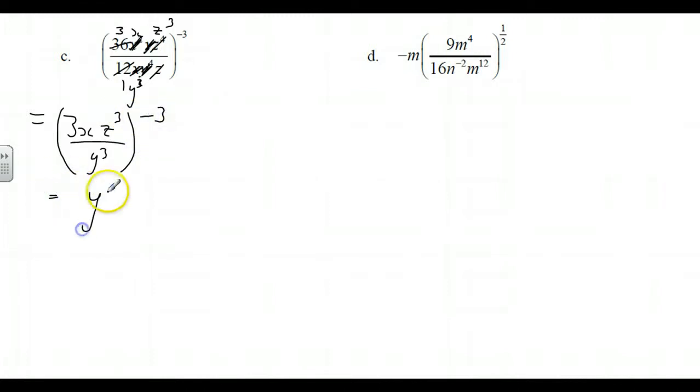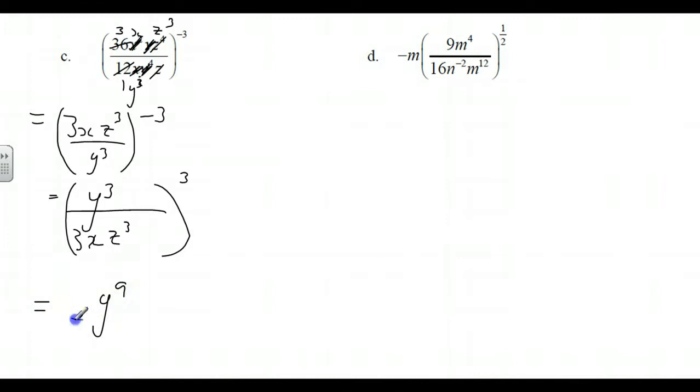It's a fraction, so it becomes y cubed over 3x z cubed to the positive 3, which is, and I'm running off my tablet, y to the 9th, 3 cubed, 27, x cubed, z to the 9th. Okay, so 3 to the 1 and then cubed.